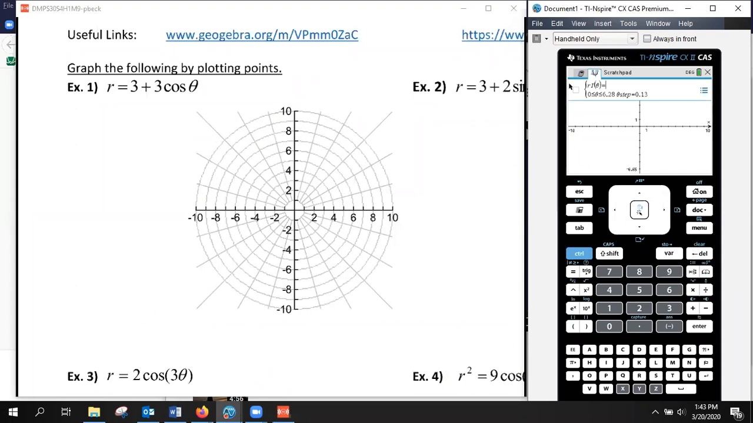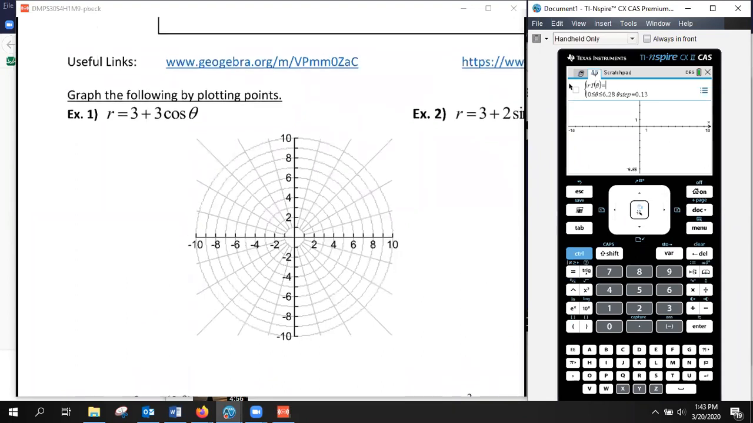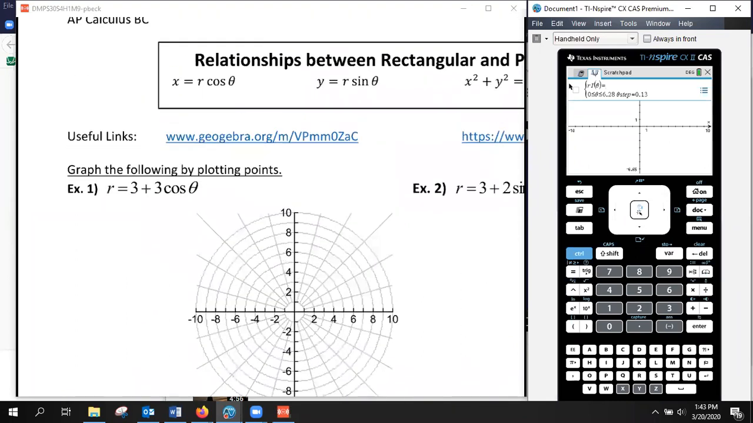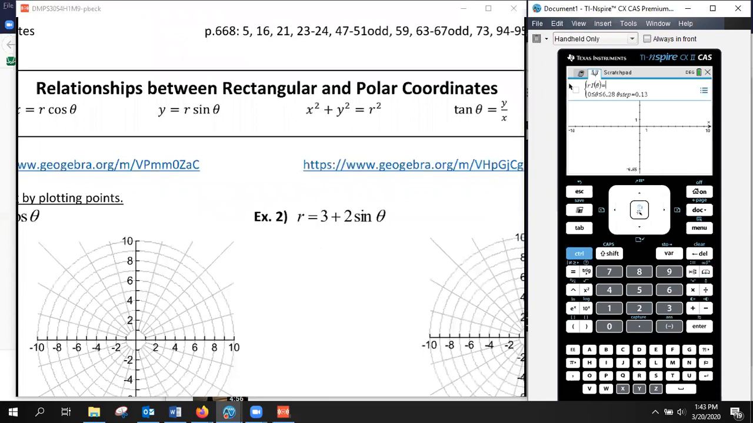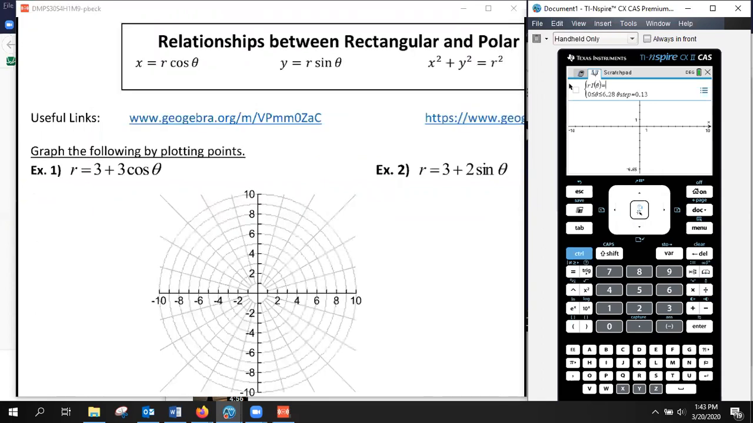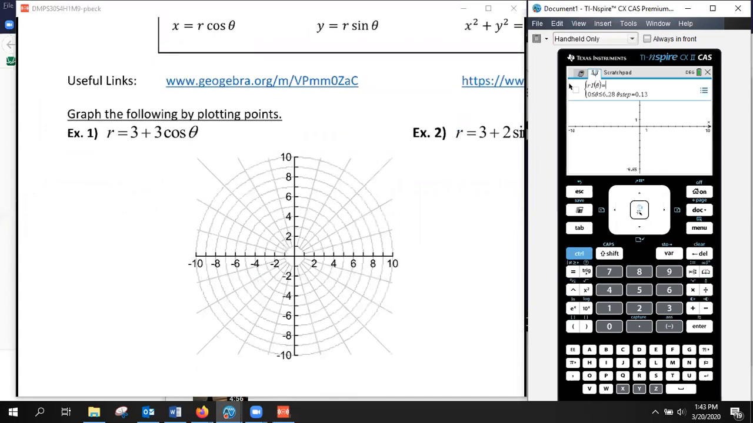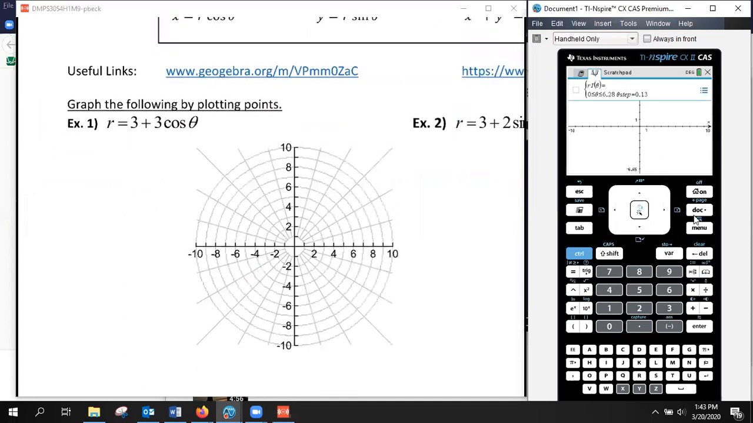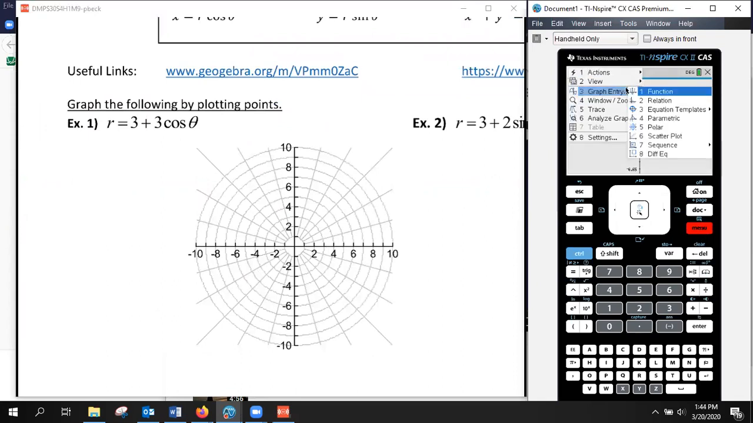As you start by taking a look at all of these graphs, if you notice on the notes, I do have links to GeoGebra. These two links on GeoGebra can be very helpful in terms of doing more manipulations of what the Inspire can do. If you notice over to the right, I have the Inspire showing up. With the Inspire showing up, what I did was on the graphing section, I went to menu and I did graph entry and I went into polar.